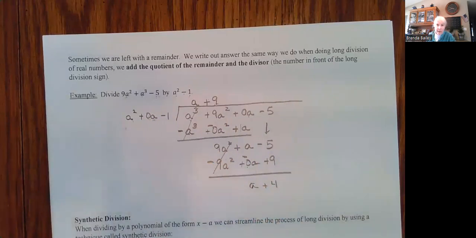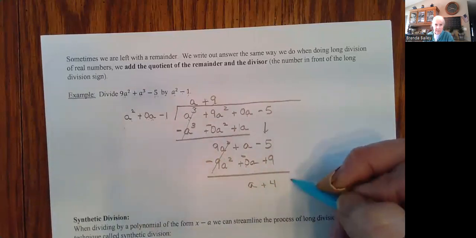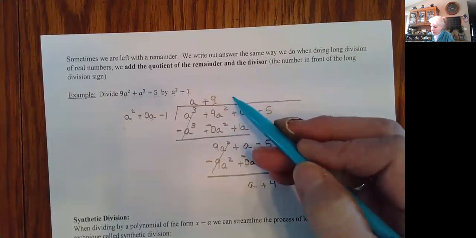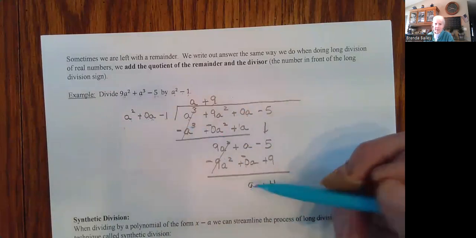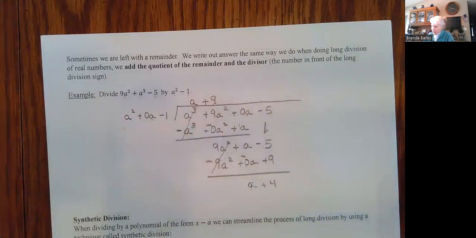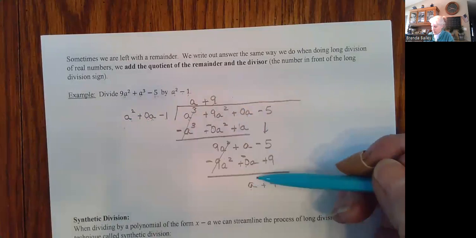So that would be the remainder. There's nothing else to bring down. We're done. And what times a squared gives you an A? Can't do that. So you can't go from a more to a less exponent.